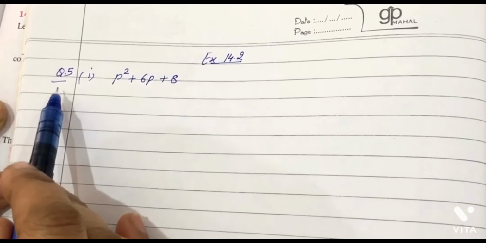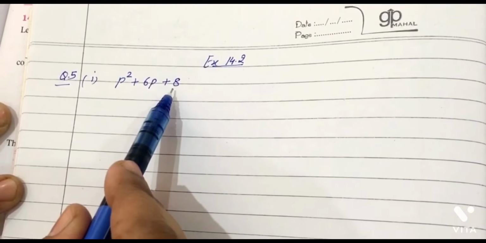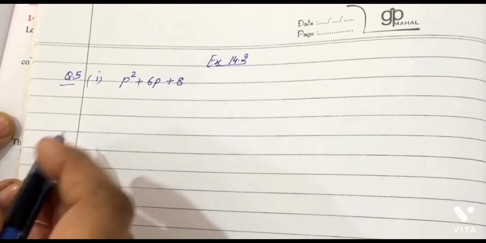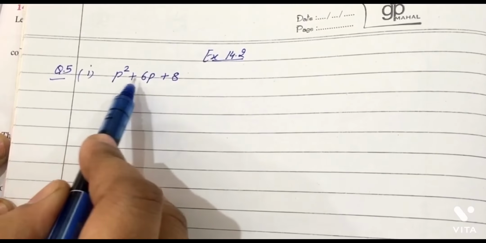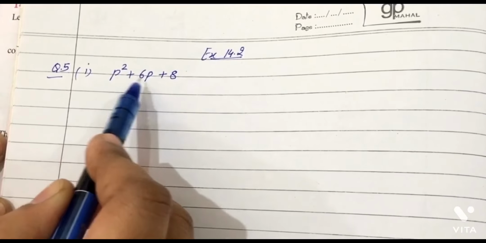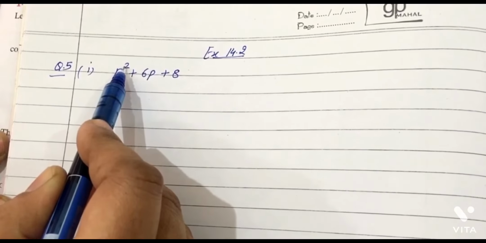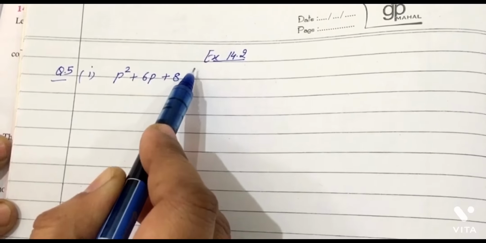Students, today we will do question 5 of exercise 14.2. Here we have three terms in the expression and we are splitting the middle term, and how we will see which would be the middle term out of these three terms. If we have any variable, just like p, we are observing the term p is having the power 2. Here p is having the power 1, and here no p means p is raised to power 0.